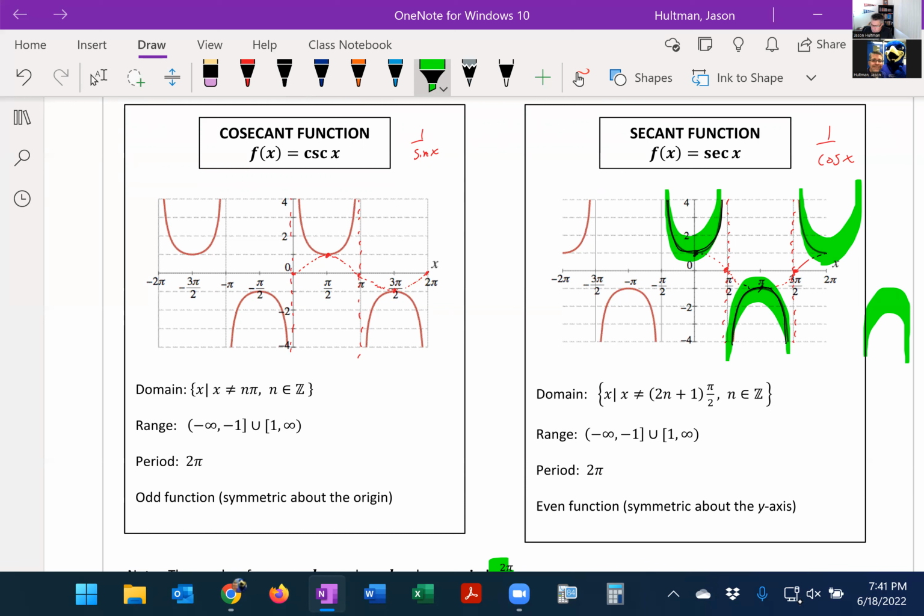But the period is 2 pi, because we don't get everything until we go out 2 pi units. Even though there's an asymptote at pi over 2, we still haven't got everything. We have to go to the next asymptote at 3 pi over 2 in order to grab everything. So don't forget that there's an up part and a down part.